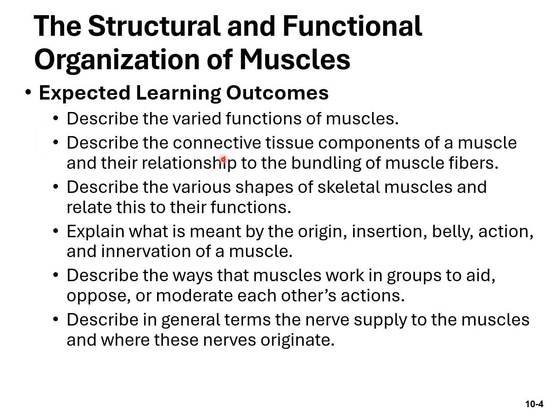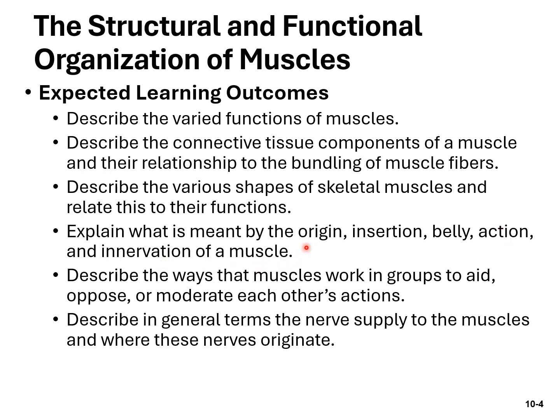So we're going to look at the connective tissue components of muscles and their relationship to the bundling of the muscle fibers. That's all important, but that's kind of basic. It's easy to see. We're going to describe the various shapes of skeletal muscles and relate them to their function, because muscle fibers to this point, until you forget what a muscle is, all it's going to do is shorten. So if the shape is weird and looks different, it's going to affect the way that muscle is going to shorten. We're going to look at the origin, insertion, belly, action, and innervation for a muscle.